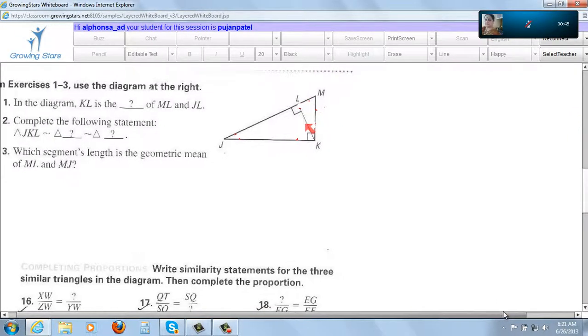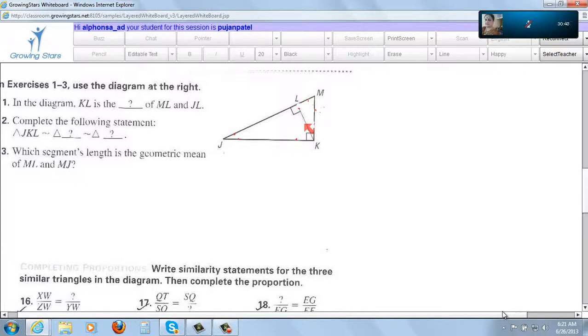KL is the dash of ML and JL. Altitude? KL is an altitude, but here you're asked to write it as, look at what I used here, the word I used here. CD is the geometric mean of BD and AB. That is what you're supposed to put here. So it's the geometric mean of ML and JL.